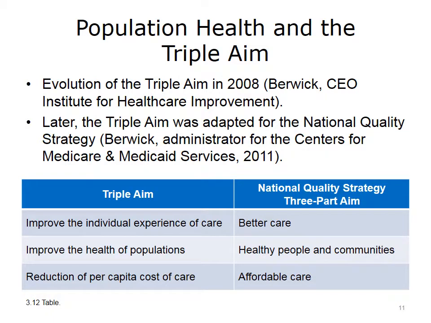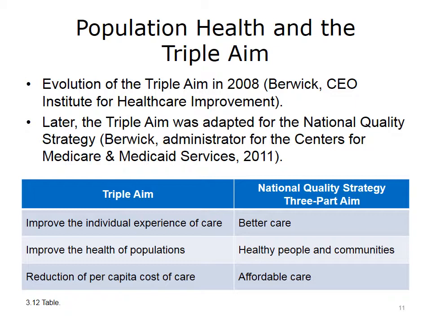In order to achieve population health, there has been an evolution of a concept called the triple aim. In 2008, it was introduced by Don Berwick, who was then the CEO of the Institute for Healthcare Improvement. Later, the triple aim was adapted by Don Berwick for the National Quality Strategy when he was the administrator for the Centers for Medicare and Medicaid Services in 2011.